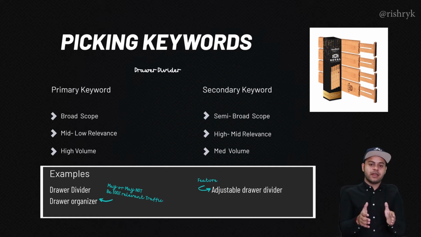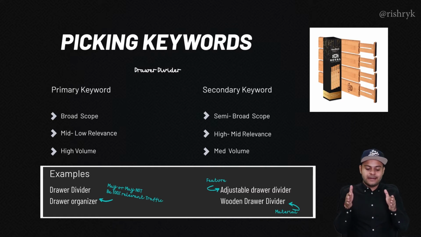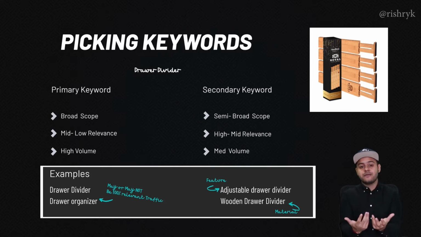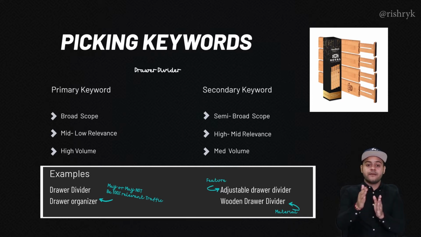Another example of a secondary keyword could be wooden drawer dividers, or for that matter, bamboo drawer dividers as well, because this is going to narrow down the intent for these people who are searching for a drawer divider on Amazon, and they're specifically looking for a wooden product or a bamboo based product, which is what you're trying to sell. So as you can see, this is a bit more relevant, and therefore I like to organize these keywords as secondary keywords.